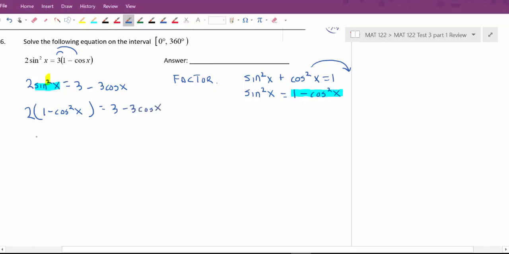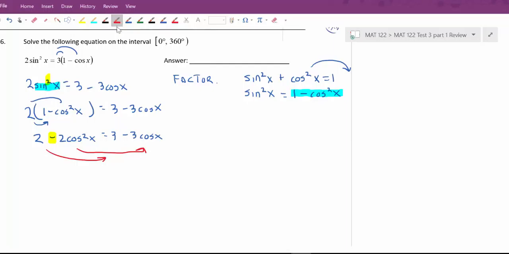Now what we've accomplished is we've got the same trig function in here. So now we need to probably just multiply out, get in standard form, and try to factor. So this is going to be 2 minus 2 cosine squared x equals 3 minus 3 cosine x. Now I'm going to get one side equal to 0. My thought on this is I always like the squared term to have a positive in front. So I'm going to move this to this side, and I'm also going to move the 2 to that side.